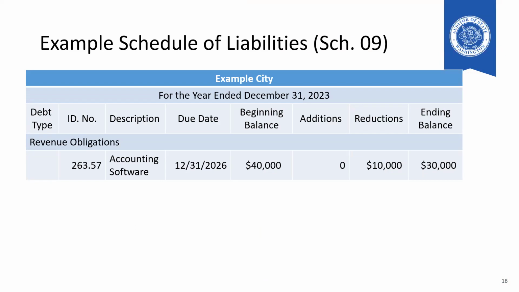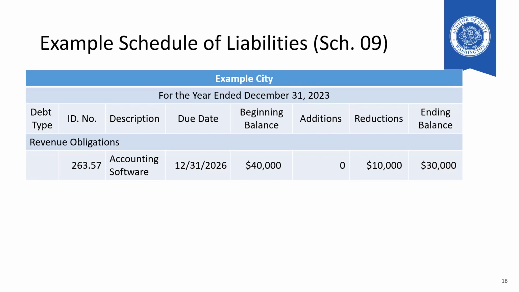Here's what the schedule of liabilities would look like. So remember, SBITA accounting and reporting is applicable starting on January 1st of 2023. In this example, the contract started back in 2022. That means it existed before the SBITA accounting started. And that means we have to report a beginning balance on the Schedule 09. Now, the beginning balance is the amount due on the contract as of January 1st, 2023.